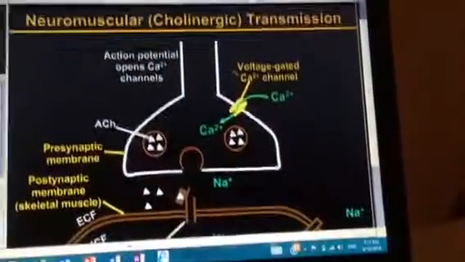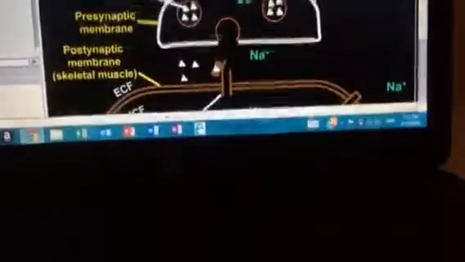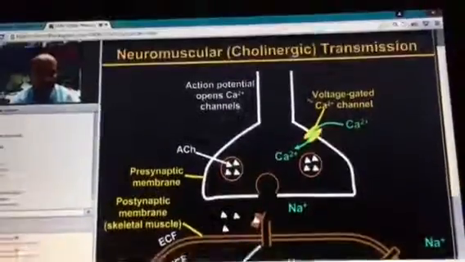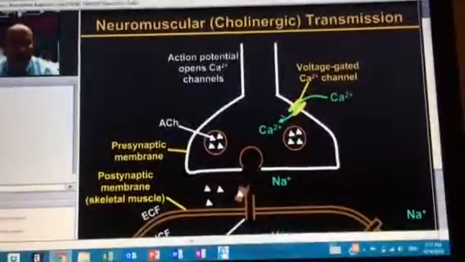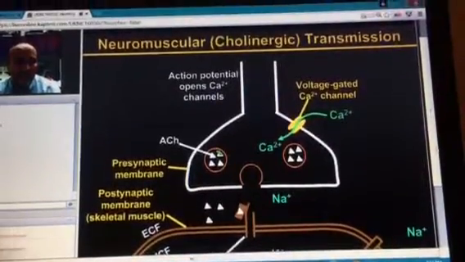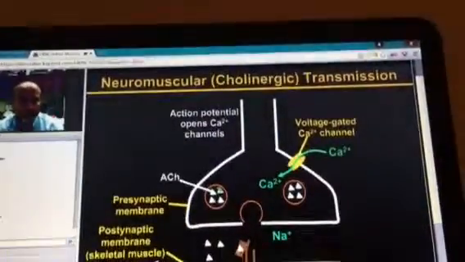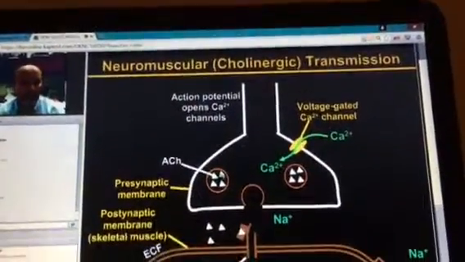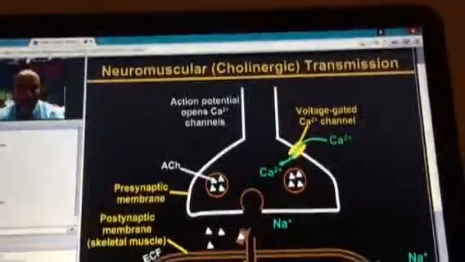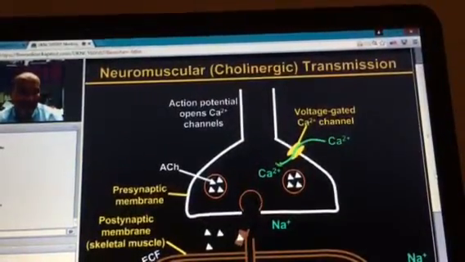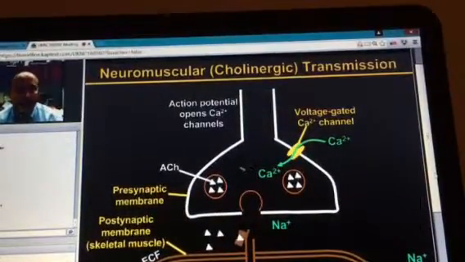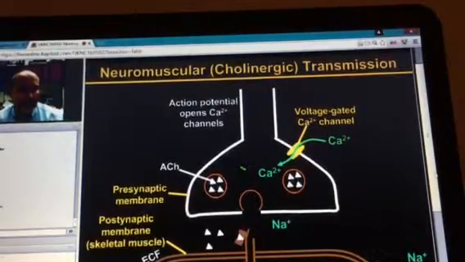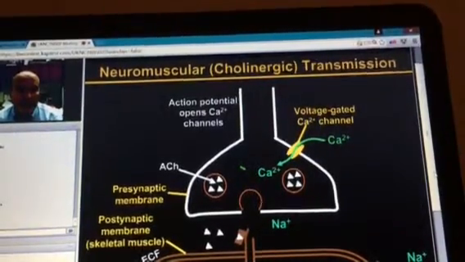Again, that applies to all synapses. Calcium entry causes the release of the neurotransmitter. Direct relation. More calcium, more neurotransmitter release. Less calcium, less neurotransmitter release. Okay, I forgot to mention that. Thank you. You have a very similar picture in the book. I just changed it a little so I could animate it, but it's the same basic picture.